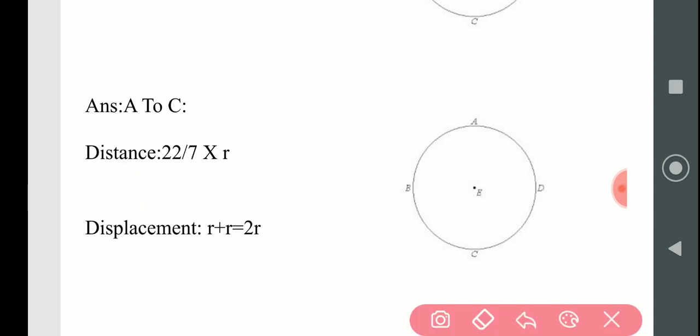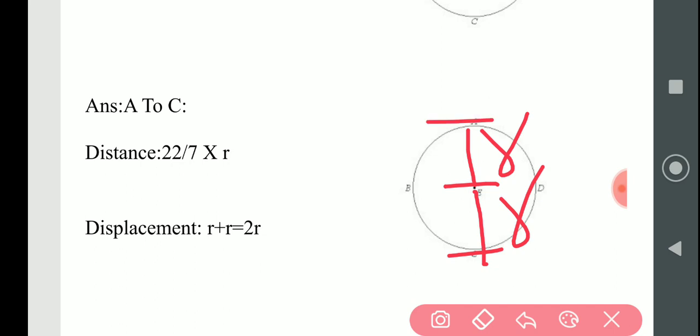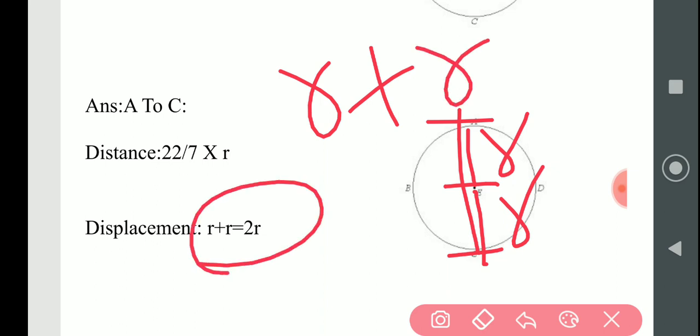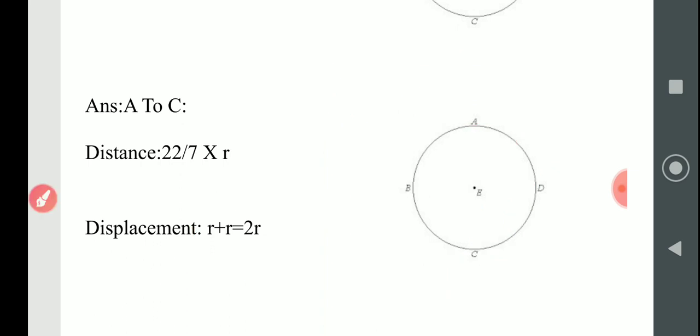Next, displacement. So displacement is the shortest distance between initial and final position. So the shortest distance between A and C is given by the straight line AC. For finding the distance AC, this is the center of the circle. From the center to point A, that is radius, means R. From the center to the point C, that is again radius, that means R. So the distance AC is given by R plus R, that will be 2R. So the displacement AC is equal to 2R.